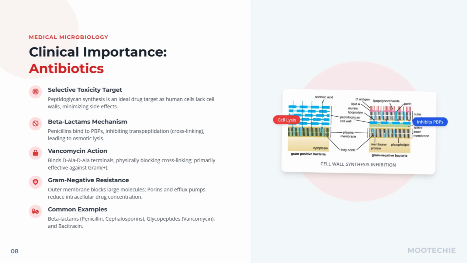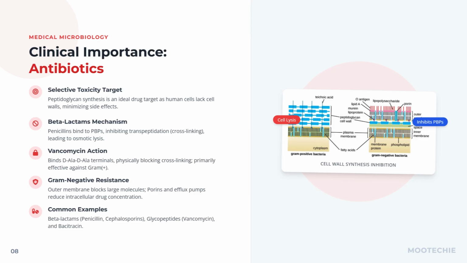Vancomycin action: binds D-ala-D-ala terminals, physically blocking cross-linking, primarily effective against gram-positive. Vancomycin is a large molecule that physically clogs the building sites on the peptide chains. It's too big to get through the outer membrane of most gram-negatives.